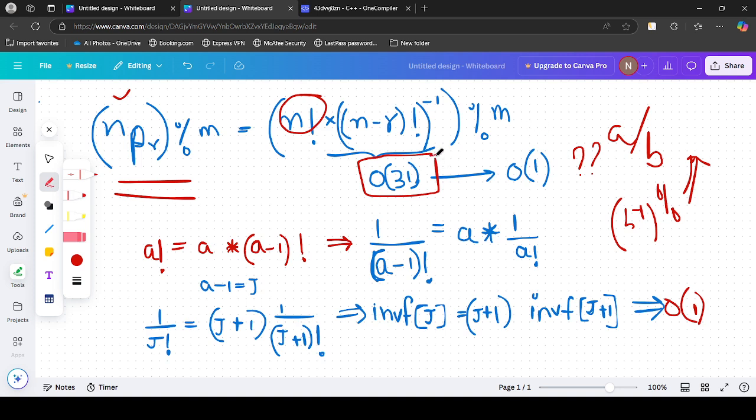But can we reduce this further? Can we do it directly in O(1) without any kind of small iterations even? So for example, a factorial can be written as a into (a minus 1) factorial.